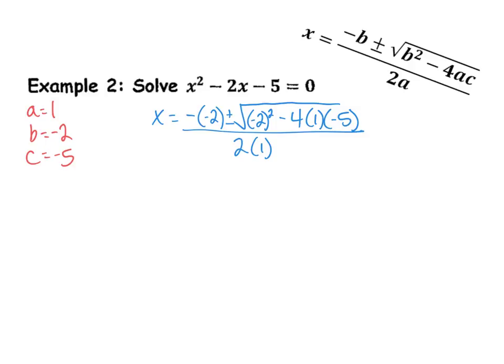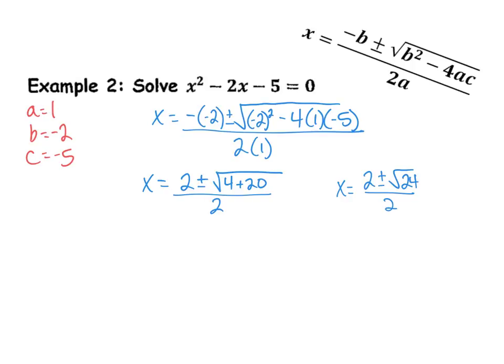Okay. Oh, negative 2. Right off the bat, change that to a positive 2. Before you write down the math inside, do it. Negative 2 squared, 4. Okay. Negative 4 times 1 times negative 5, plus 20. I heard that. That is right. All over 2. I'm running out of space, so I'm going to do it to the side. 2 plus or minus the square root of 24 all over 2.